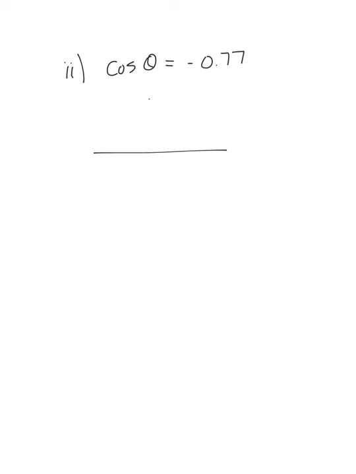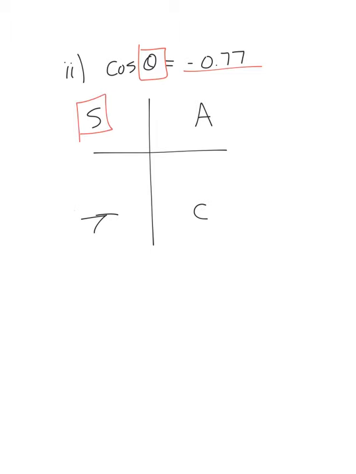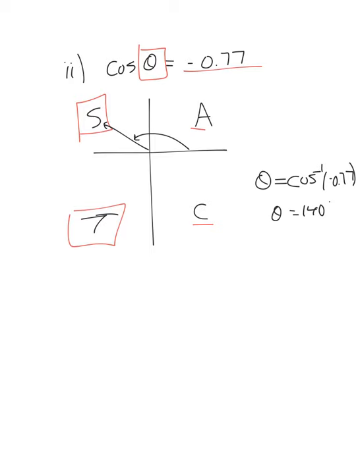My next example is cos of theta is equal to negative 0.77. So this is saying cos of some angle is equal to a negative answer. So right away, I'm going to know that it's going to be in these 2 quadrants. I know that because here cos is positive and here everything is positive. So I know my answers are going to be in S and T. Now when I use my calculator, I'm going to do theta is equal to cos inverse of negative 0.77, and I am going to get 140 degrees. So my calculator is giving me this angle of 140 degrees.